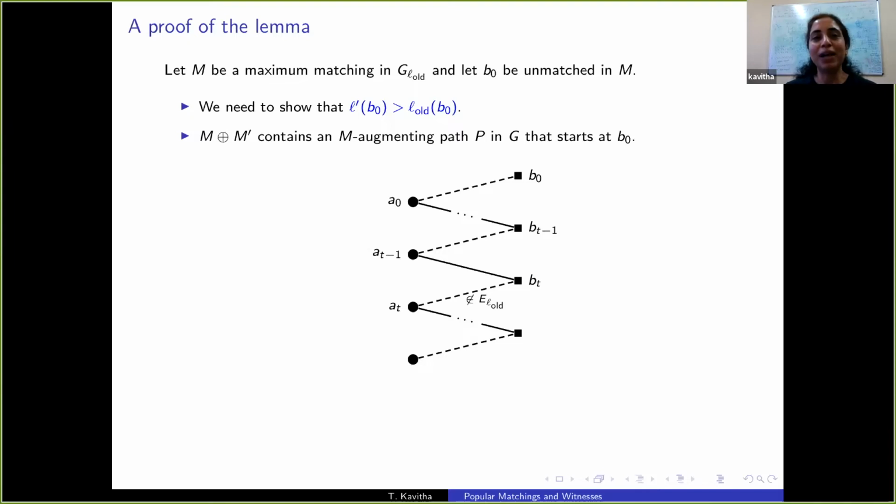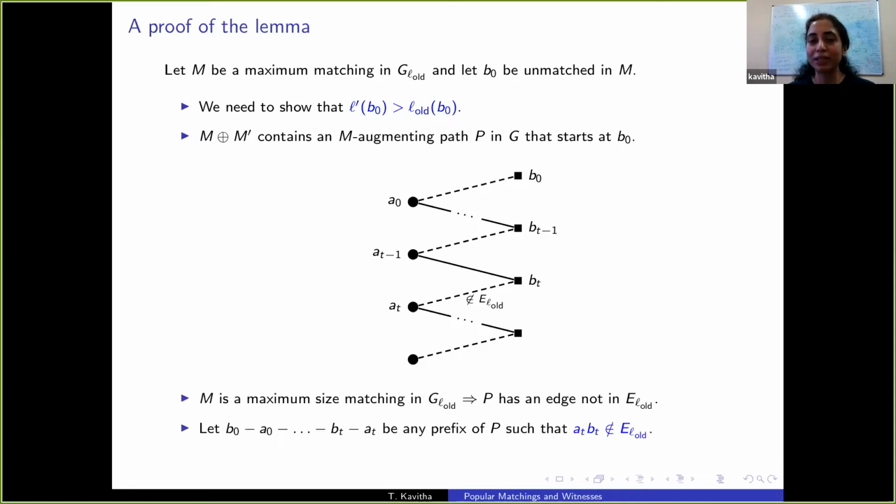So again, let M be our maximum matching in G sub L old, and let B0 be an unmatched object in this matching. We need to show that L prime of B0 is strictly larger than L old of B0. So our matching is a maximum matching in this graph G sub L old. So the symmetric difference between M and M prime has an augmenting path because M prime is an assignment, a perfect matching, and M was not a perfect matching because it left at least one object unmatched. So let's look at this M-augmenting path P, which has B0 as an endpoint. There has to be some edge in this augmenting path that's not a part of our matching M.